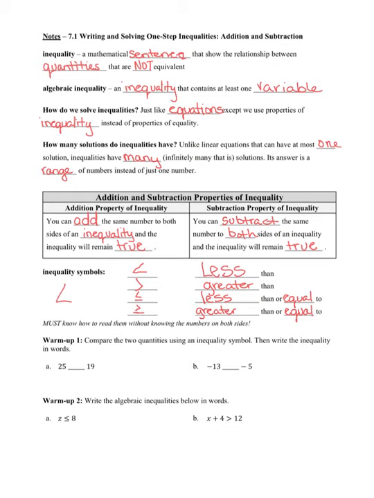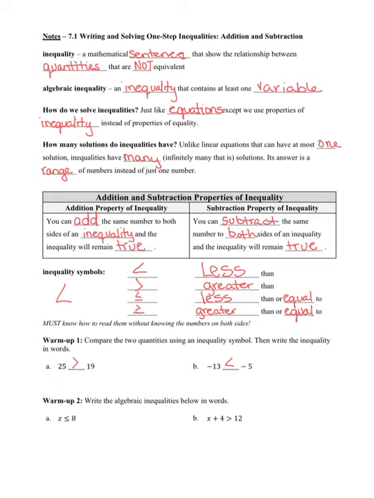So we're going to compare two quantities, and we are going to use the inequality to make that a true statement. So for A, we have 25 and 19. Well, I know that 25 is greater than 19, so I'm going to use the greater than symbol. And now for B, we have negative 13 and negative 5. Well, the greater the negative number, it actually means it's much smaller. Negative 13 is much smaller than negative 5. So negative 13 is less than negative 5.